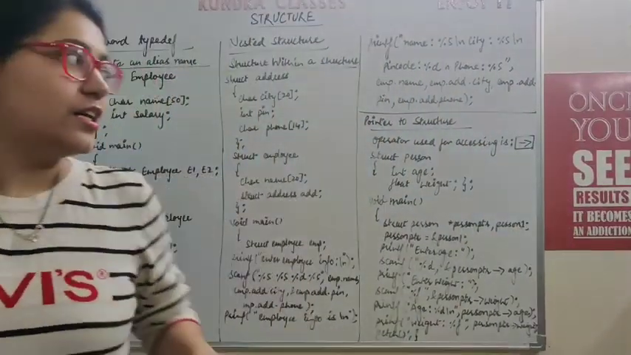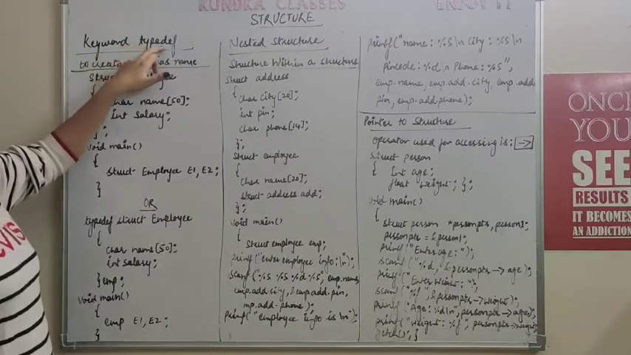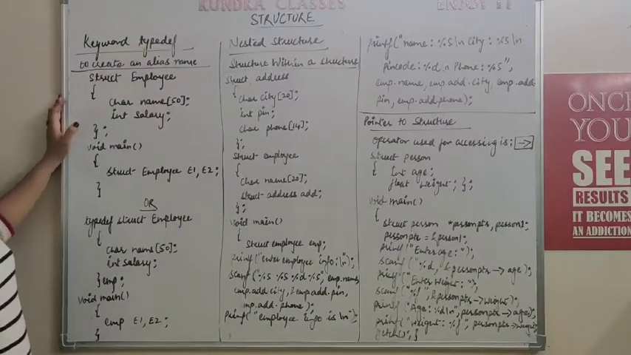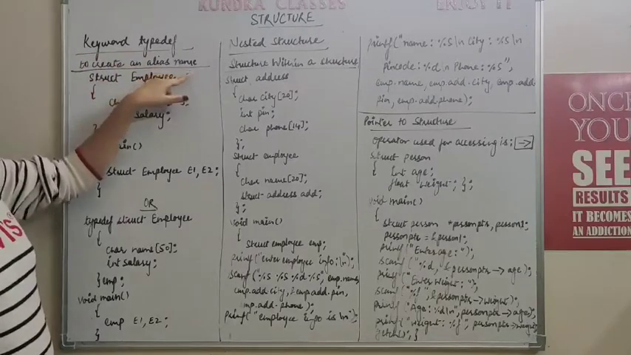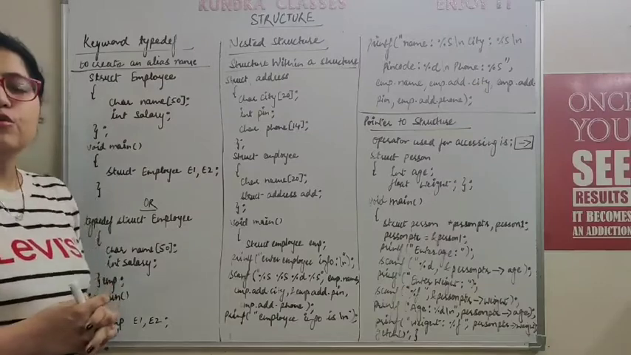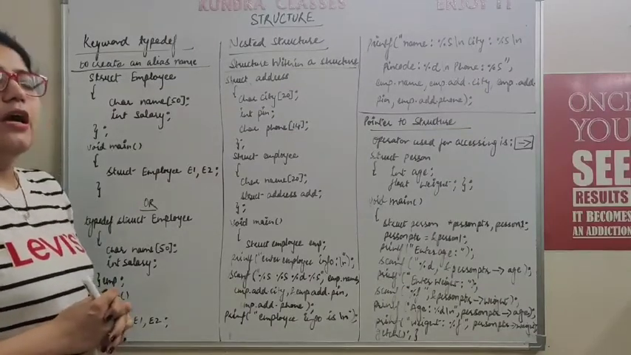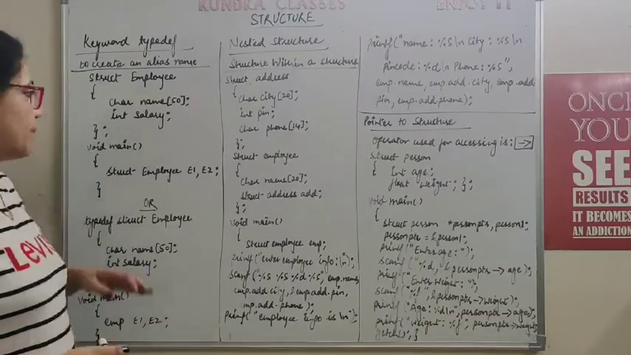Continuing further, I'm going to discuss the keyword typedef with you. How to use the keyword typedef in the structure. It is used to create an alias name. It will be easier for you to declare variables of a structure with an alias name. It will work as a built-in data type now.